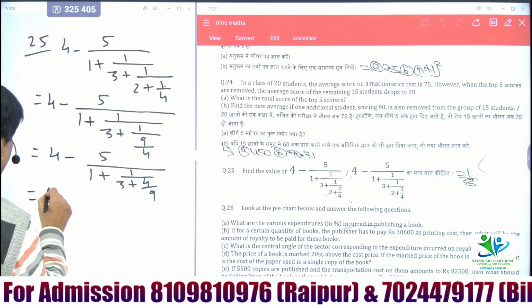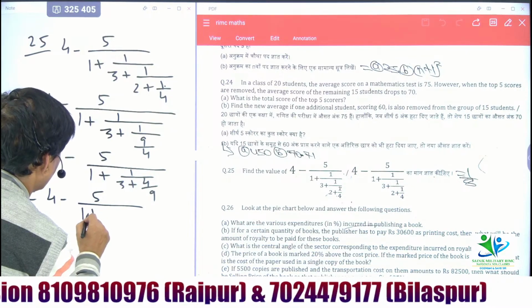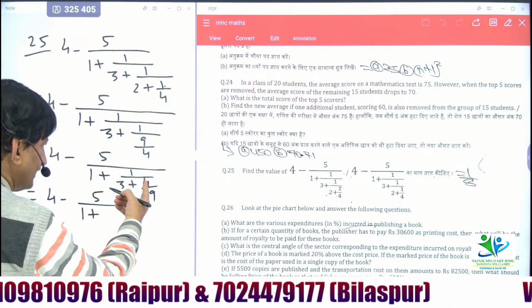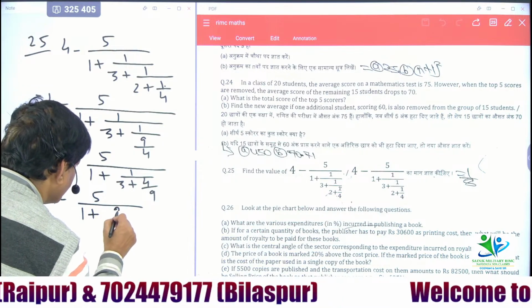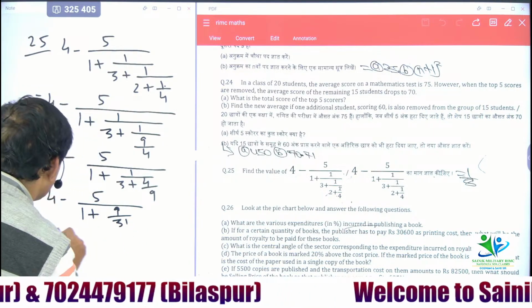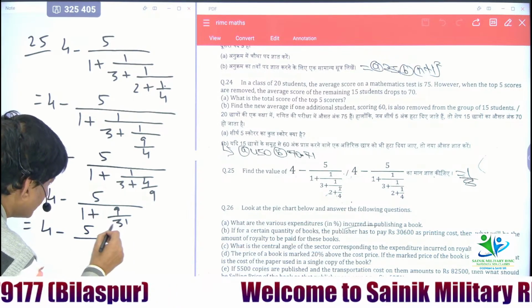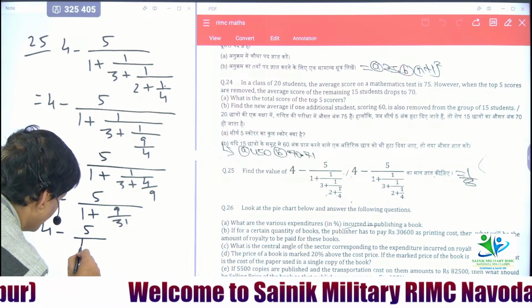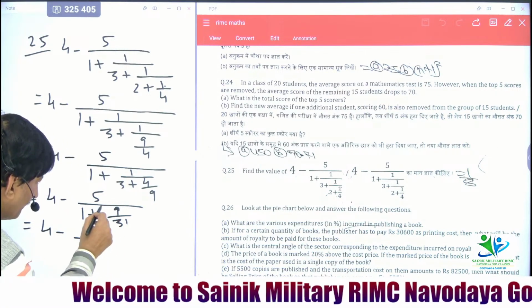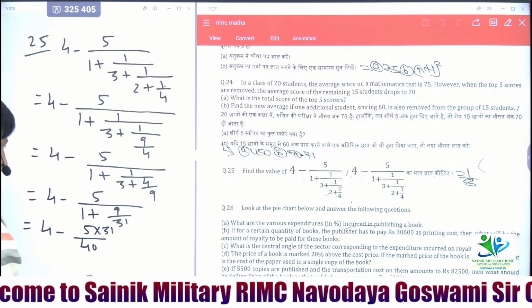And now from here, 4 minus 5 divided by 1 plus, again add 27 and 4, 31 by 9, and the reciprocal, that is 9 by 31. And from here, 4 minus 5, add this one, 31 and 9, that is 40, 40 by 31. You can take 31 here.